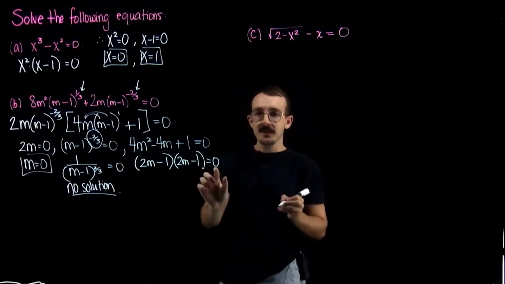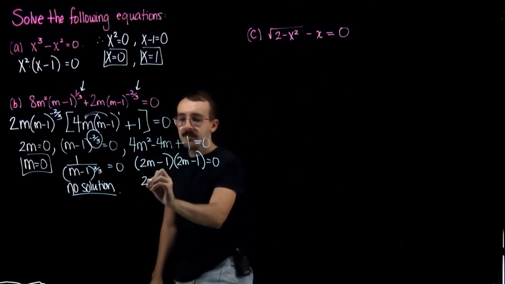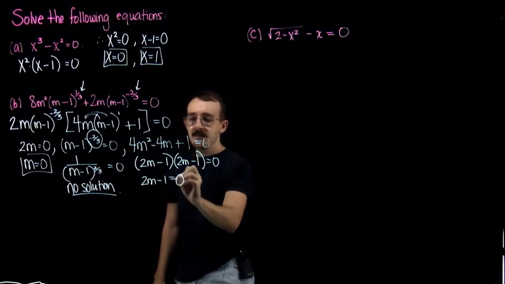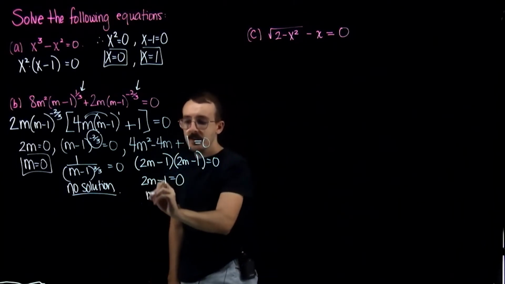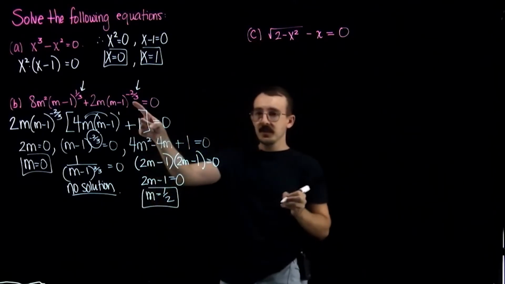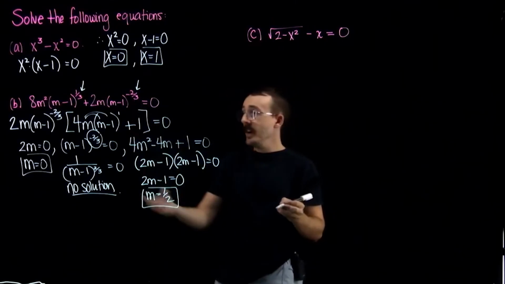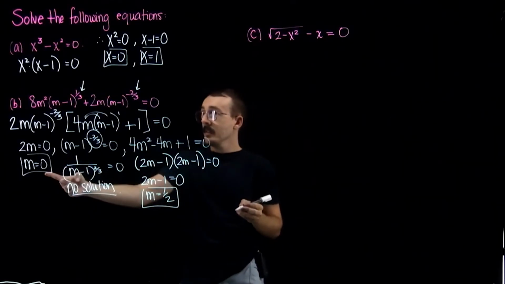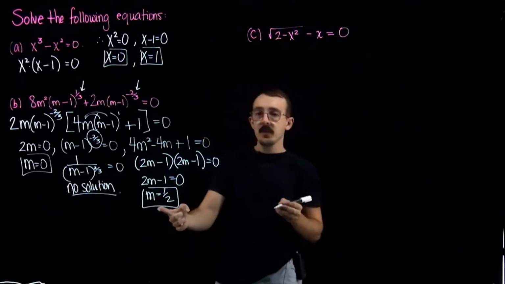Each factor equals 0. So I'll just take one of them, set it equal to 0. If I add 1 and divide by 2, m is a half. So for this original equation, the two solutions that I found are m equals 0 and m equals 1/2.